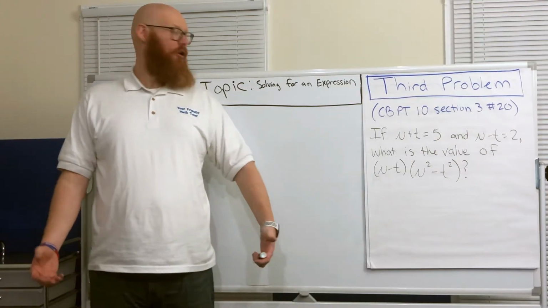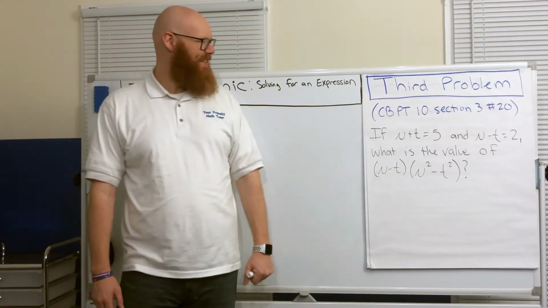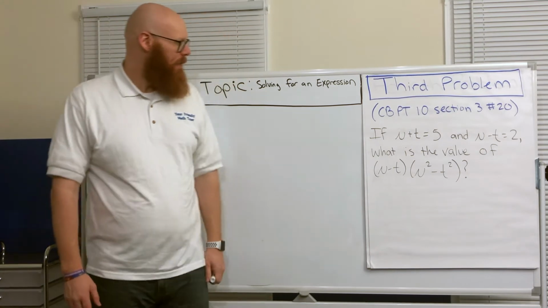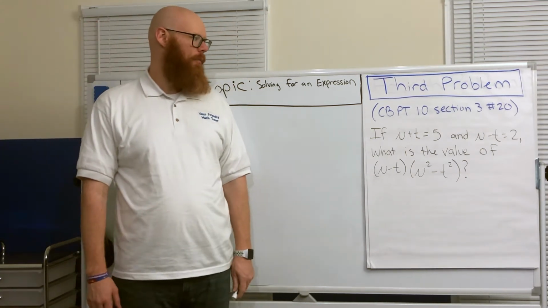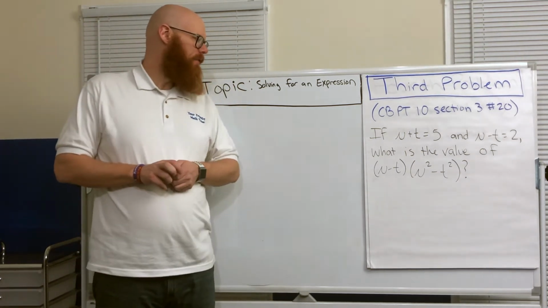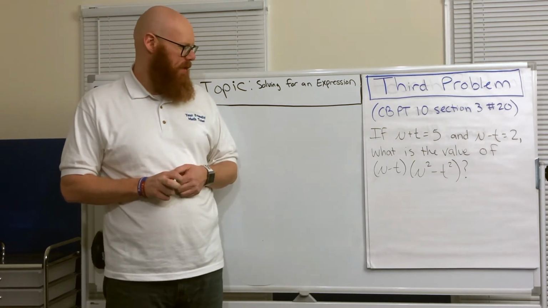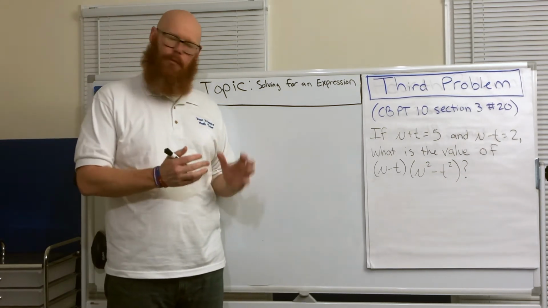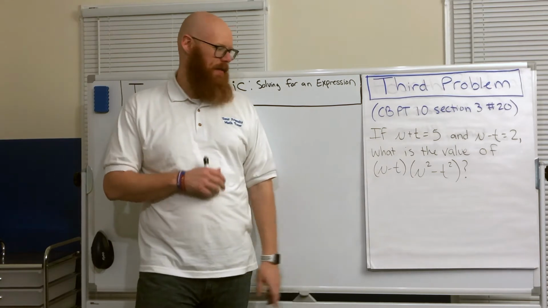All right, now on to our third problem. College Board Practice Test 10, Section 3, number 20. If u plus t equals 5 and u minus t equals 2, what is the value of the quantity u minus t times the quantity u squared minus t squared?